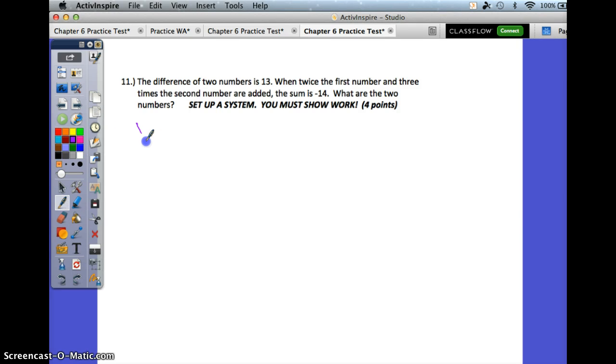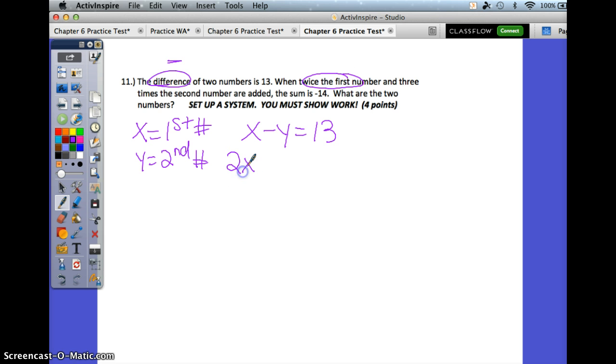Well, first, I just set up and said that x is my first number and that y equaled my second number. The difference means subtraction. So the difference of two numbers, you have x minus y equals 13. When twice the first, so 2x, and 3 times the second are added, plus 3y, the sum is negative 14.